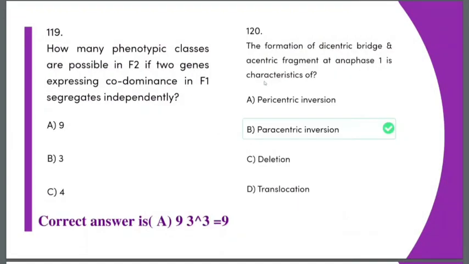Okay, so 119th question: how many phenotypic classes are possible in F2 if two genes expressing codominance in F1 segregate independently? So here 3 to the power 2, actually it's written wrong. 3 to the power 2, that is 3 square, is equal to 9 will be the answer. Then, the formation of a dicentric bridge and acentric fragment at anaphase 1 is characteristic of paracentric inversion.